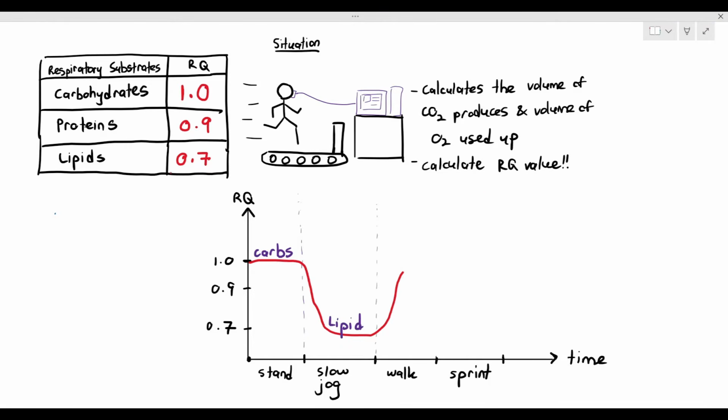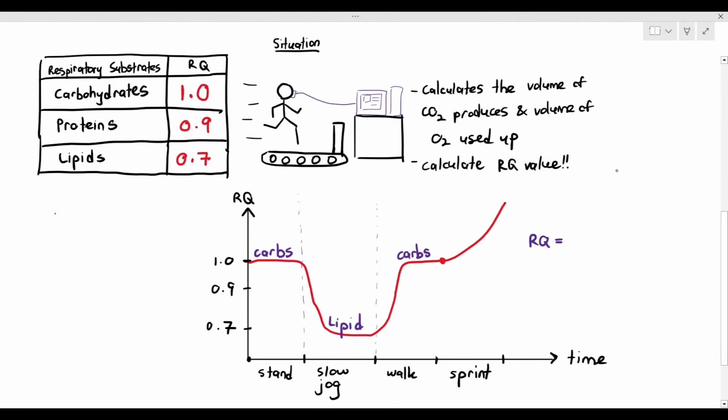But when the person started to walk again, perhaps in that case, the body switched back to carbohydrates, because you do not need that much energy in that case. But the sprinting is the interesting one, because during sprinting, the RQ value goes above 1.